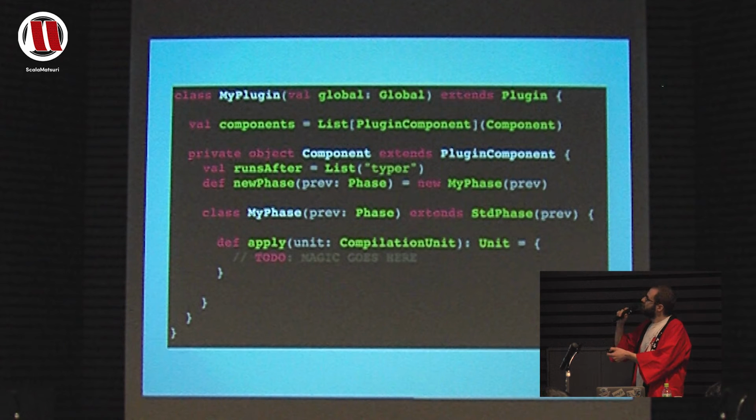And you can define dependencies on other phases. So you can say, I want my phase to run after the typer phase. So you can say, at what point in the compilation should this happen? So for example, if you need type information, if you need a typed tree for your plugin for whatever reason, then you should run after the typer phase.